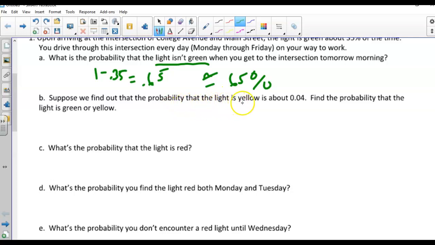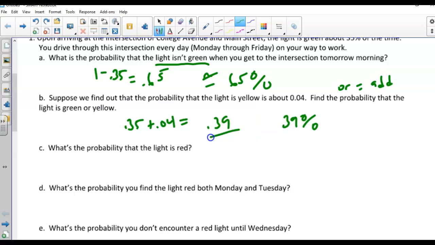Alright. Now for this one, it says, suppose you find out that the probability that the light is yellow is 0.04. So that reading is 4%, guys. What's the probability that the light is green or yellow? Remember, when it's "or," we add. So we have 0.35 plus 0.04 equals 0.39, or 39%.